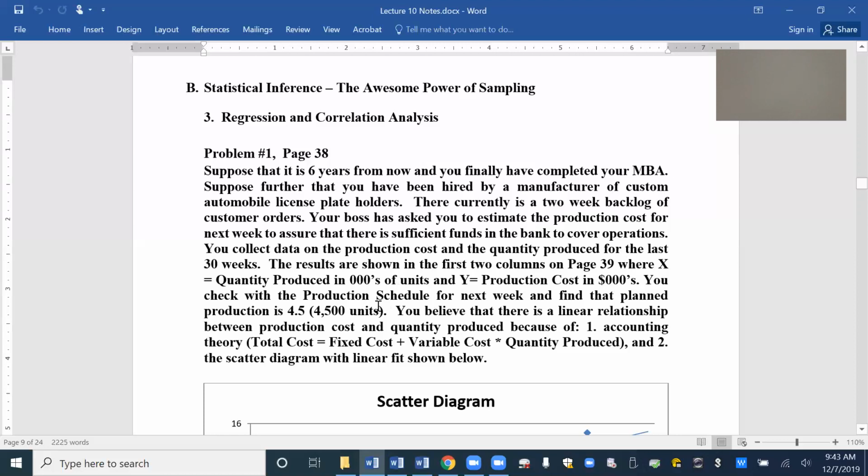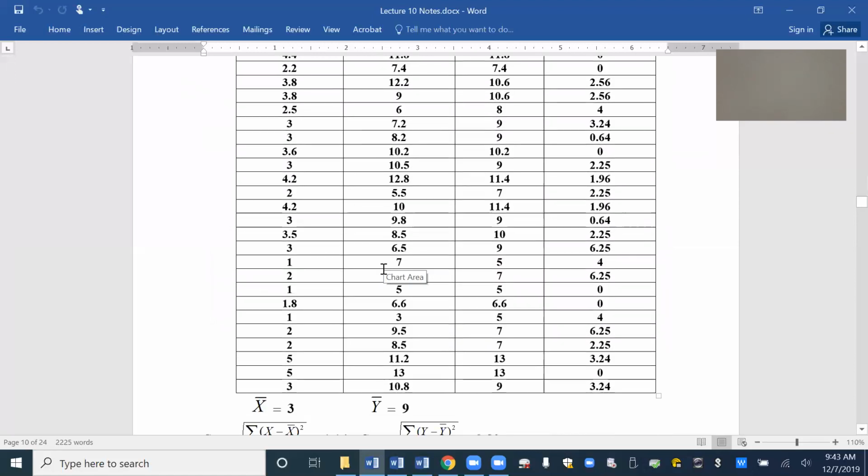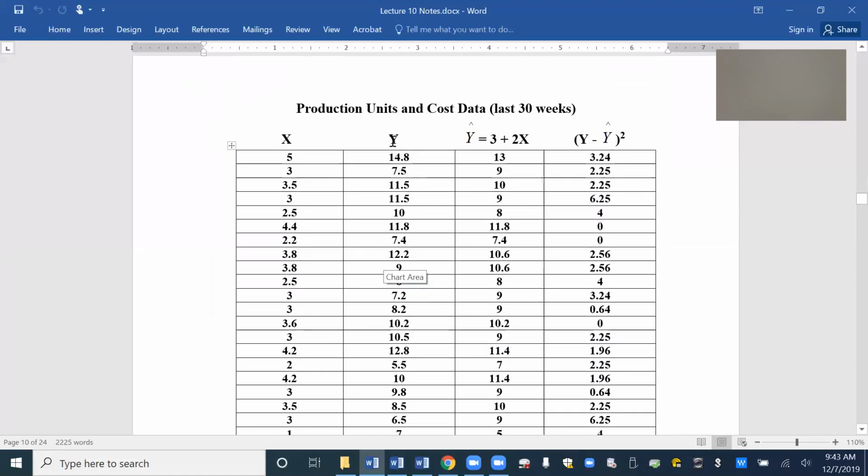All right, so you go out, and what's the first thing you do? You gotta collect some data. You collect some data for the last, I think it's 30 weeks, okay? And we collected data on how much was the cost of production during the last 30 weeks? But I also, smart person that I am, collected some other data. How many units did we produce in each of those 30 weeks?